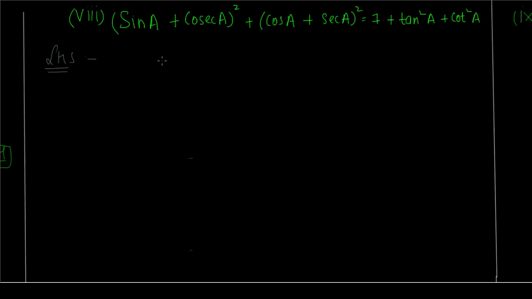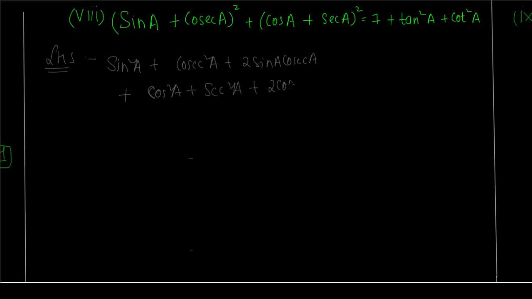So if you open the squares, you'll get sin square A plus cosec square A plus 2 sin A cosec A, plus, opening the square also, cos square A plus sec square A plus 2 cos A sec A. Now sin square A plus cos square A is 1. So I am taking these two terms and writing 1. That's an identity.